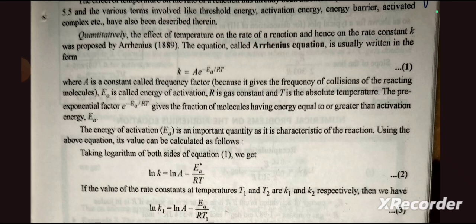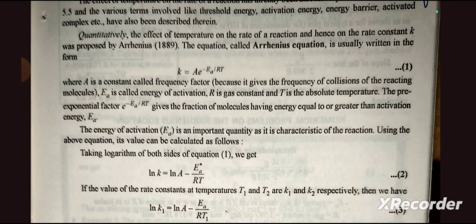in 1889. The equation, called the Arrhenius equation, is usually written in the form k is equal to A e power minus Ea by RT, where A is the constant called frequency factor because it gives the frequency of collision of the reacting molecules. Ea is called the energy of activation, R is the gas constant, and T is the absolute temperature.